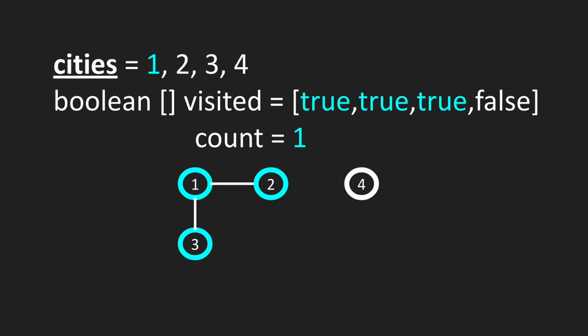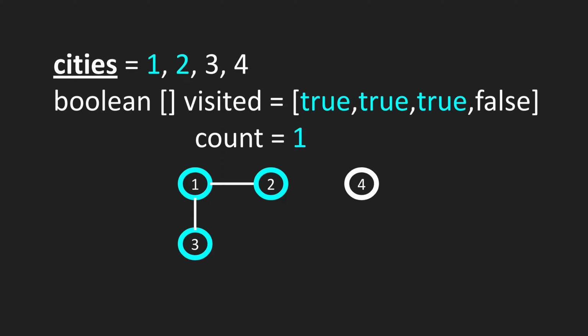And now for city 1, we did the depth first search and we marked all the cities as visited. And now we are going to the second city. The second city we have already visited, so it means that it is in the province that we have visited earlier. So we are just skipping that.